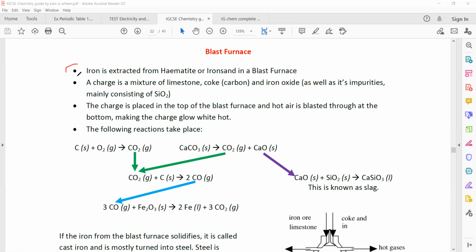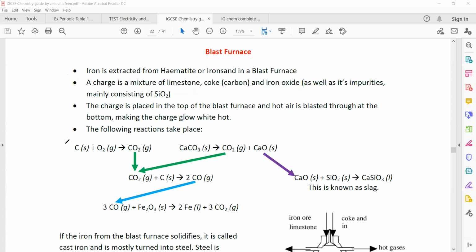Number one, iron is extracted from hematite or iron sand in a blast furnace. The charge is a mixture of limestone, coke, and iron oxide, as well as its impurity. The charge is placed at the top of a blast furnace and hot air is blasted through the bottom, making sure that the charge will flow and it will be white hot, meaning very high temperature.